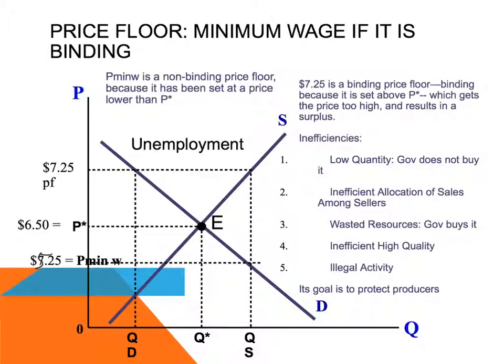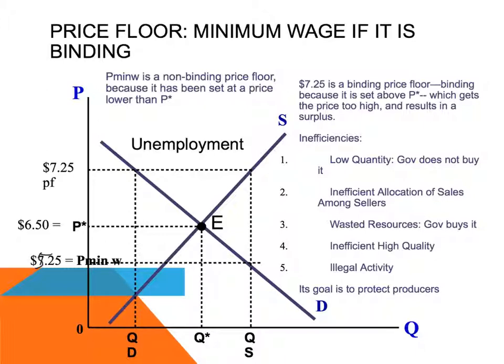There is also an inefficient allocation of sales among sellers. We already talked about this, because the firms that are willing to produce a certain product at a lower price should be rewarded, but in this case, even inefficient firms are going to be willing to sell their product. Also, at a high price, firms tend to provide a very high quality, but that's also going to be inefficient because all these consumers don't care about the quality of the product. They just want to get the product.